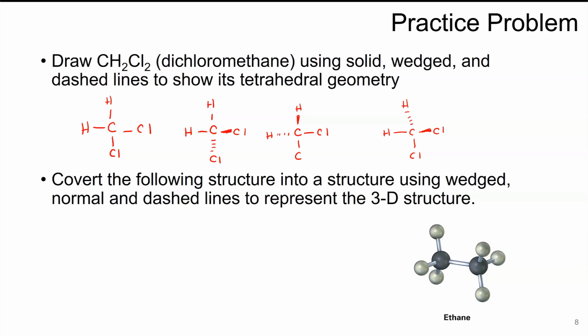So next, you can convert the following structure into a structure using wedged, normal, and dashed lines to represent the 3D structure. So this is what we're seeing here. We have to decide what is in the plane, what's coming out, and what is going away. So to me, this looks like it is in the plane because it looks flat. So if I were to draw this, the black balls represent carbon, the gray ones are hydrogen. So this is carbon.